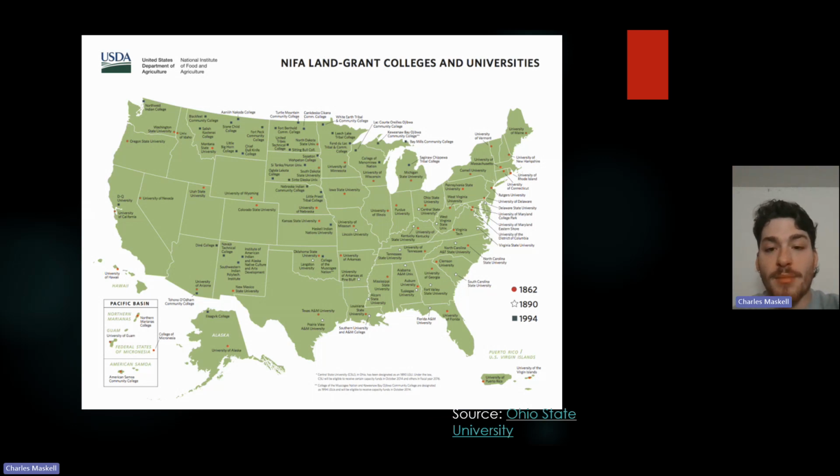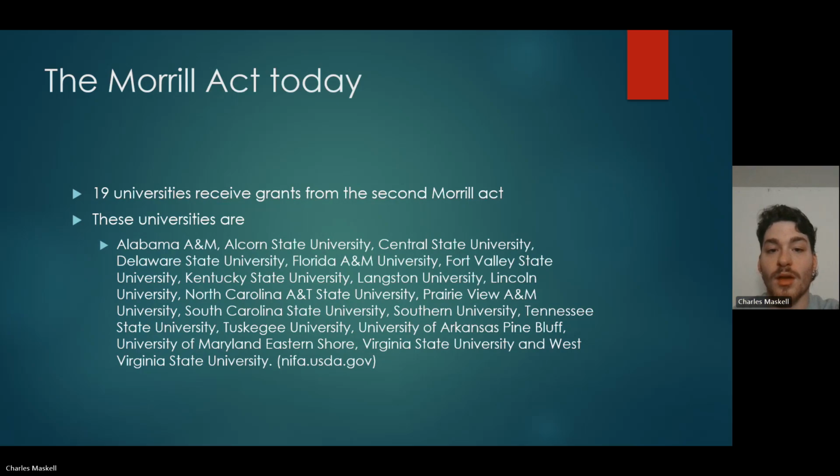And here I have a map of all of the land grant colleges and universities. The red dot and the star were the Morrill Act land grants, and as you can see, they're all over the United States, north, south, east, and west. There are universities everywhere that receive this to this day. Currently 19 universities receive grants from the second Morrill Act. They receive it every year. It was not just a one-time thing in 1890.